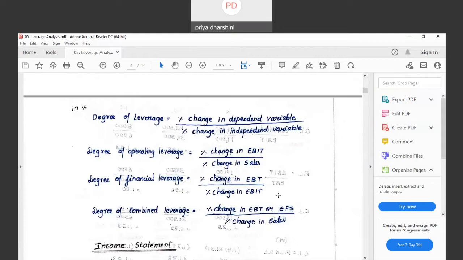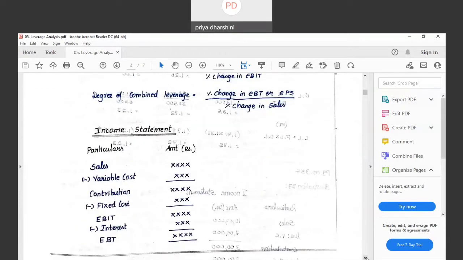What is dependent under operating leverage and what is independent? Sales is independent. EBIT is dependent. How is EBIT dependent? It is dependent on fixed cost. Let me show the statement for you. Sales minus variable cost is contribution, minus fixed cost is EBIT, minus interest is EBT. Based on this fixed operating cost, my EBIT will get affected. So my EBIT is dependent on fixed cost. But what is independent? Sales is independent.